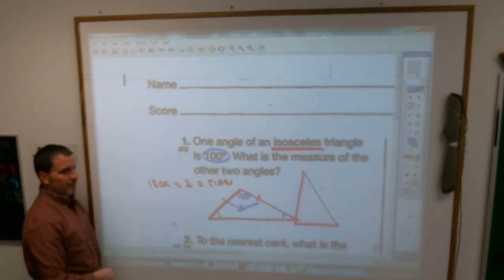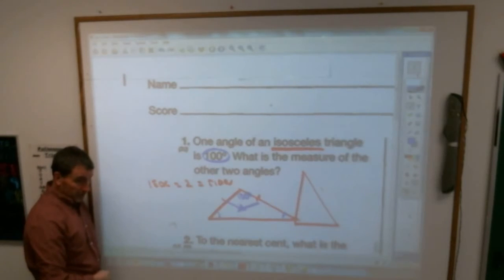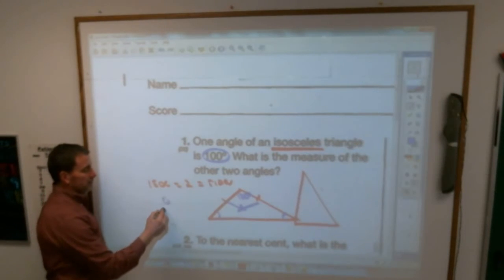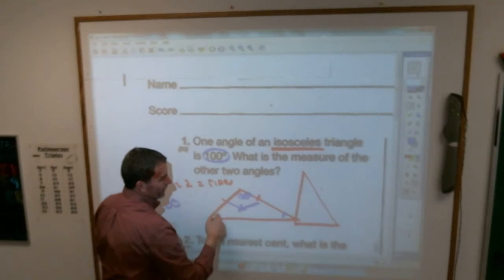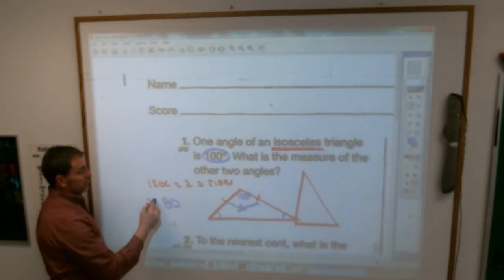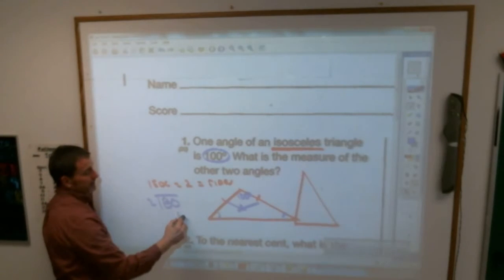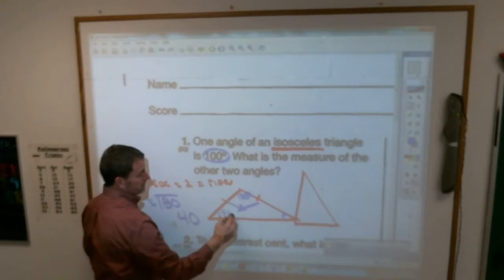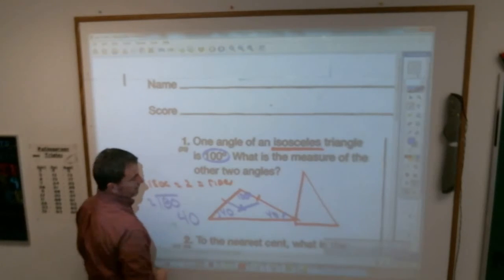How many degrees do you have left in your triangle if that one's 100 degrees? 80. Both of these put together have to be 80, and they're both the same because it's an isosceles triangle. So you cut 80 in half, and that's where the 40s come in. This is 40, and that has to be 40.